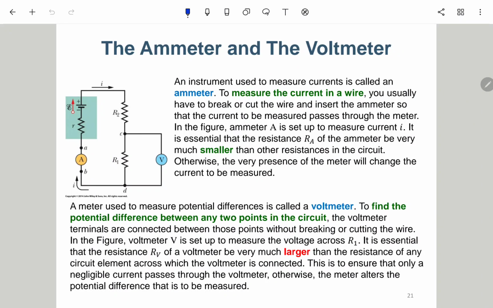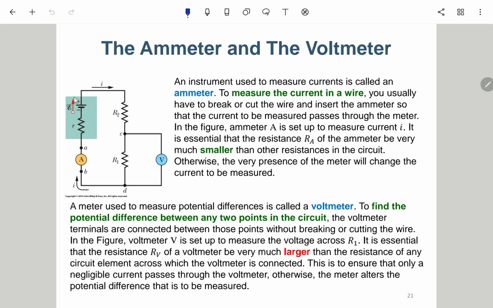Okay, so here we talk about the ammeter and voltmeter. So ammeter: an instrument used to measure current is called an ammeter. To measure the current in a wire, you usually have to break or cut the wire and insert the ammeter so that the current to be measured passes through the meter.